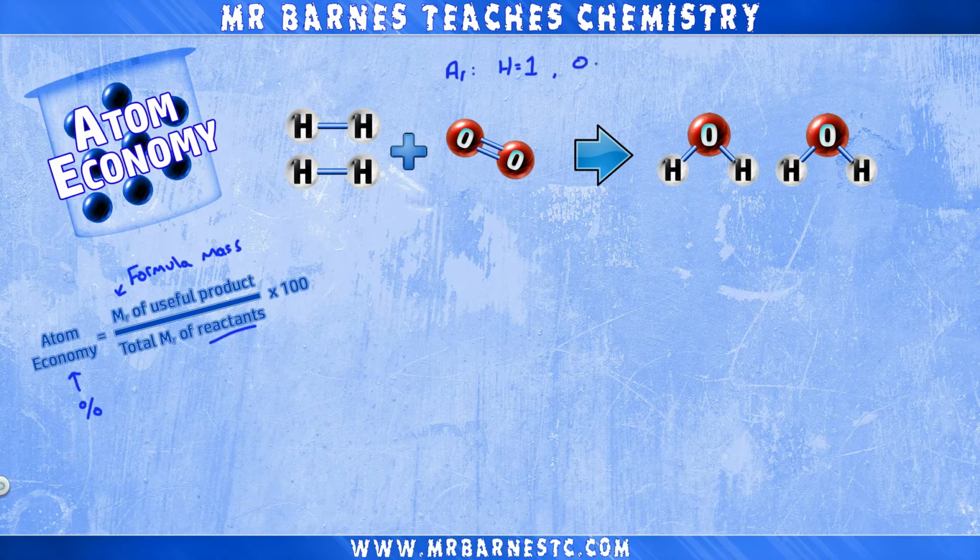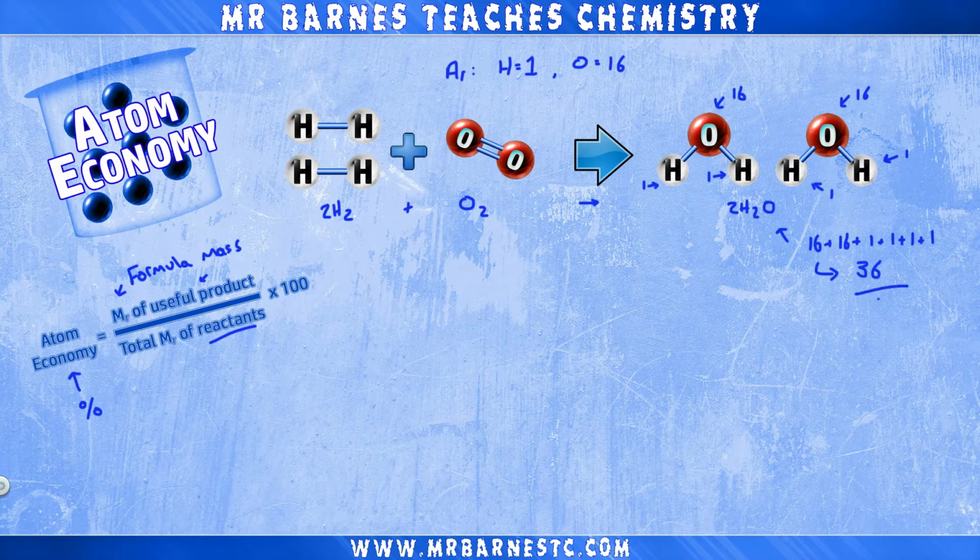Firstly, you'll always be given the atomic masses in these questions, so you won't have to find them on your periodic table. You should also be given the balanced equation like this. So if we start off with the useful product then, which is water, you can see that I have 2 oxygens, both with an atomic mass of 16. I also have 4 hydrogens, each with an atomic mass of 1. If I add this all together, I get the total formula mass of 36 for my useful products.